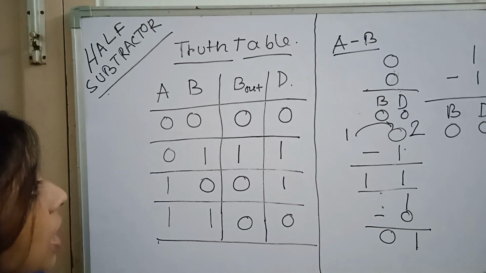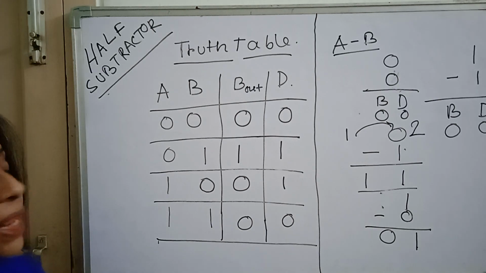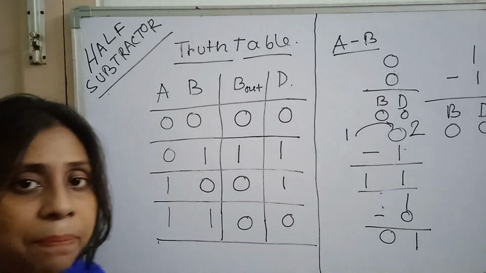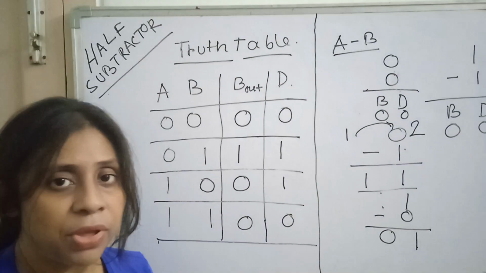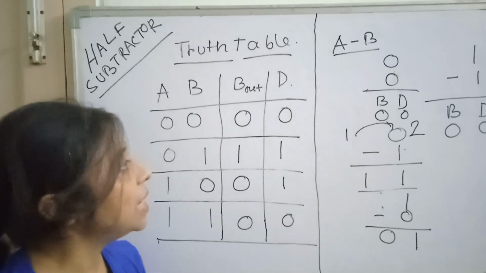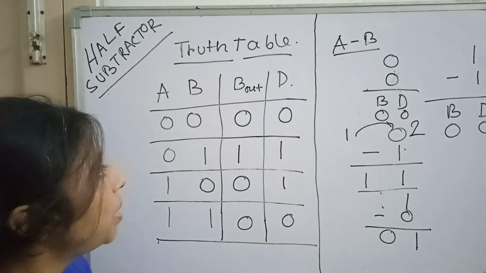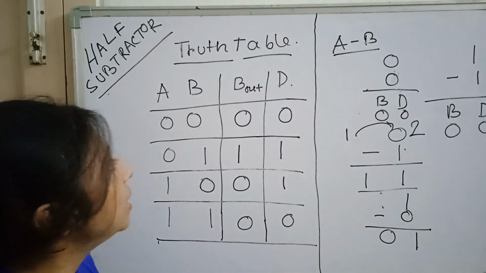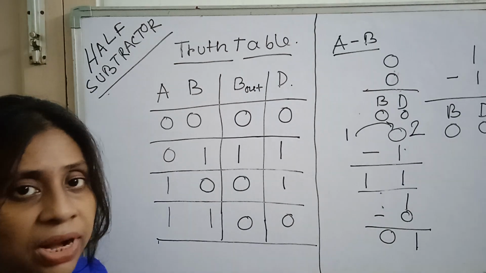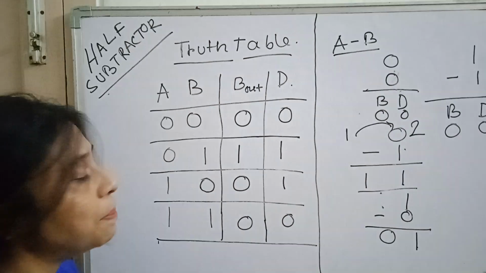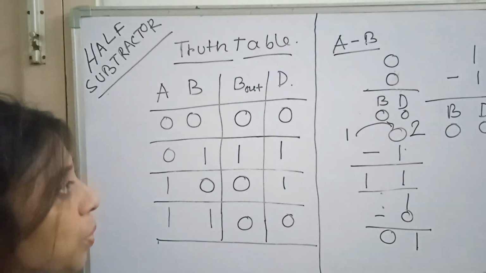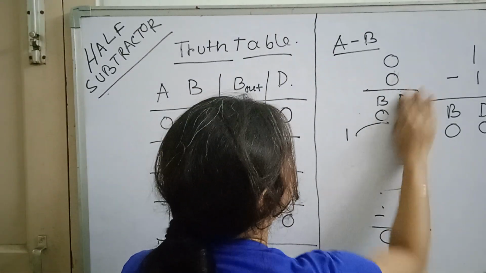Now what is the next step? The next step is having the KMAP from this truth table. While we are doing the KMAP, we need to do KMAP for each output line. So how many output lines are there? In this case, there are 2 output lines. One is D, that is for difference, and another one is B out, that is for borrow. So we will do 2 KMAPs.